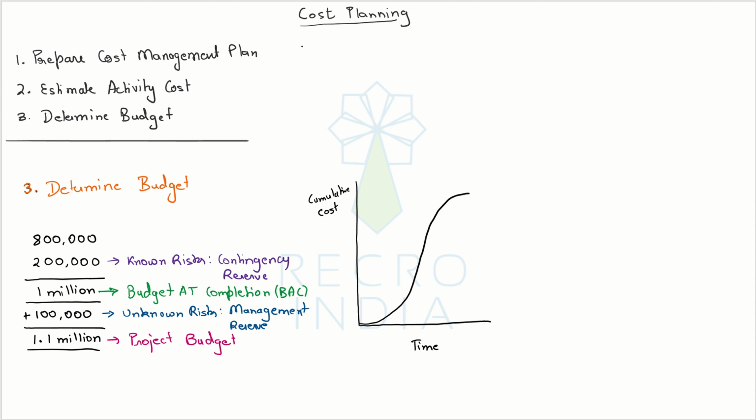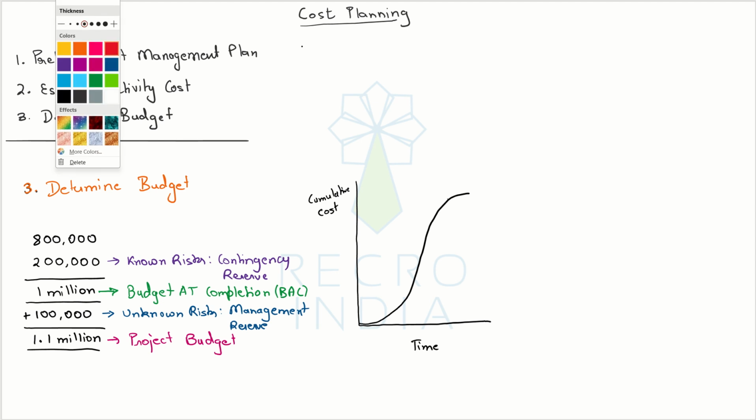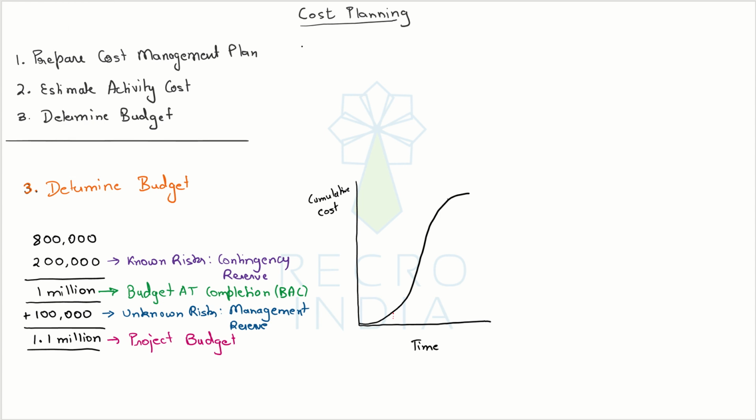The actual work happens in the middle, where you can see there is a steep increase in the amount of money required, and then towards the end the line flattens out, simply because it's time for closing the project, handovers, transitions. So again, you don't need a lot of money in that period of the project, and that's why the line flattens out.